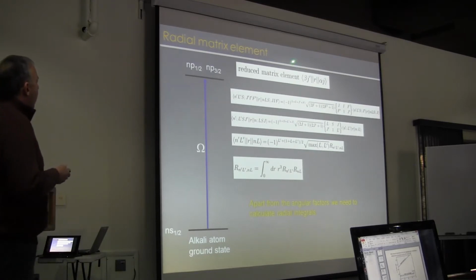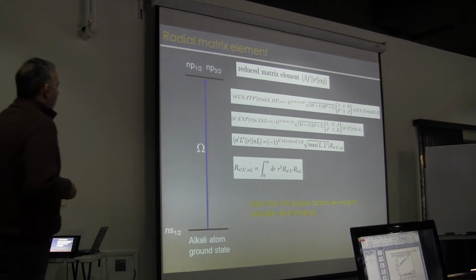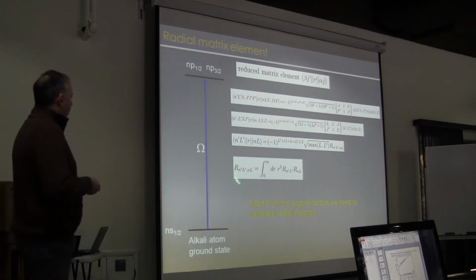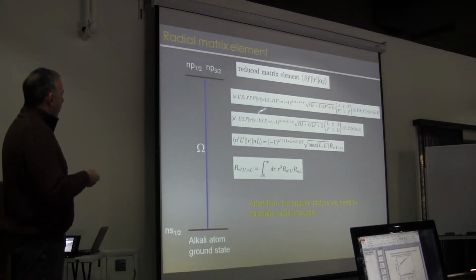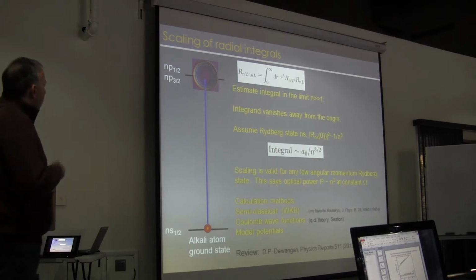The reduced matrix element, then, if we're thinking about a transition from hyperfine to hyperfine, we have to go through several steps of angular reduction to eventually end up with a radial integral. So apart from all these different angular factors, we need to calculate these radial integrals determined by the overlap between the ground state wave function and the Rydberg state wave function. So before we actually calculate them, how do those integrals scale?